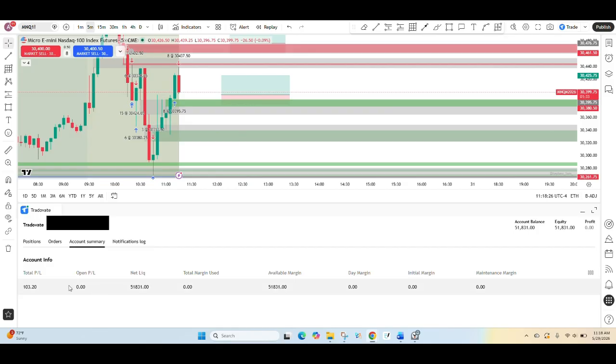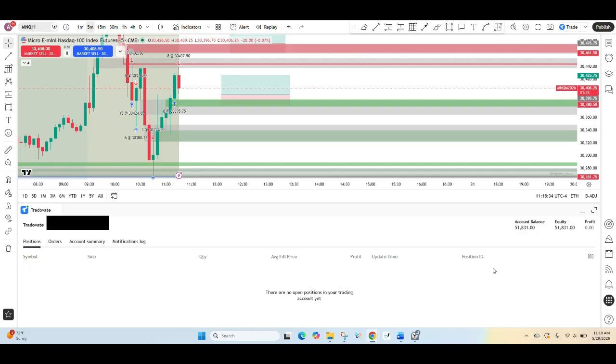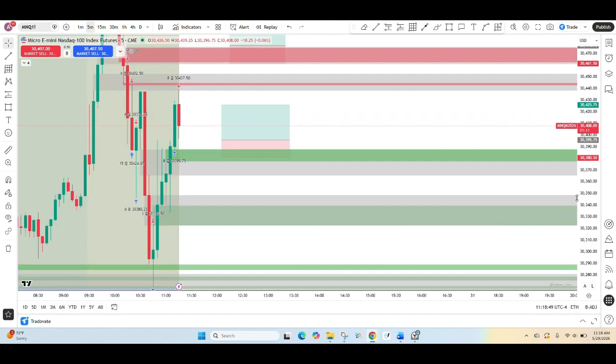So now my daily profit is $103. Instead of negative 500, I'm at positive 100. So I'm so happy with that, because I really thought I was gonna blow my account. Anyway, my new account balance is 51,831. And my trailing drawdown, remember, is from the highest, and the highest I was at, I think, was like 52,200. So that means that the most I can lose is 50,200.